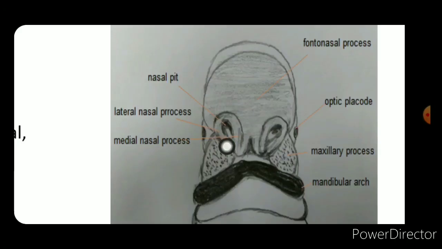This is the lateral nasal process of the frontonasal process. Now the maxillary process first fuses with the lateral nasal process and then fuses with the medial nasal process to form the upper jaw and upper lip. The ventral ends of the mandibular arches fuse with each other and form the lower jaw and lower lip.